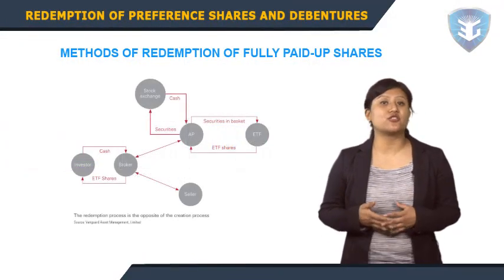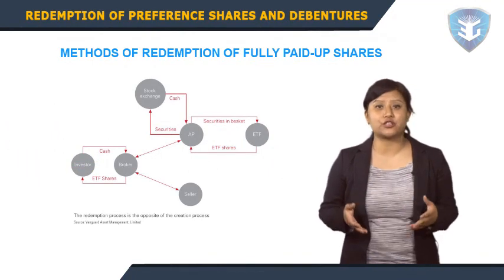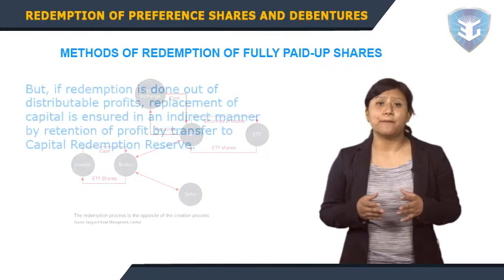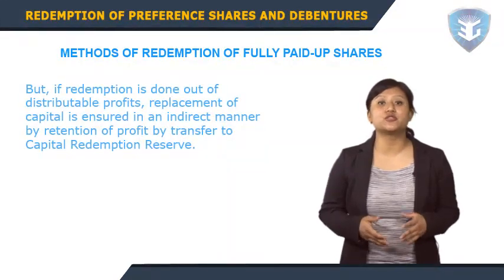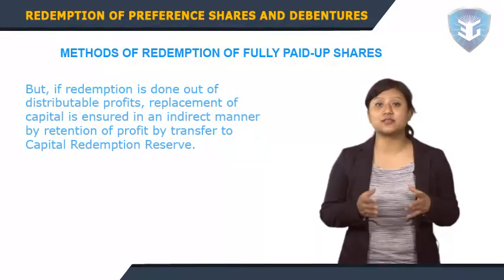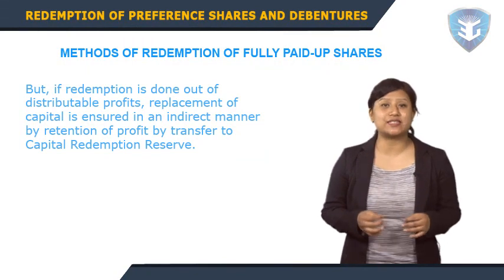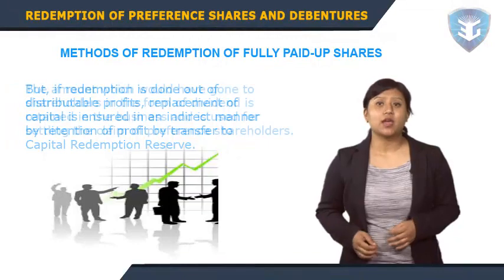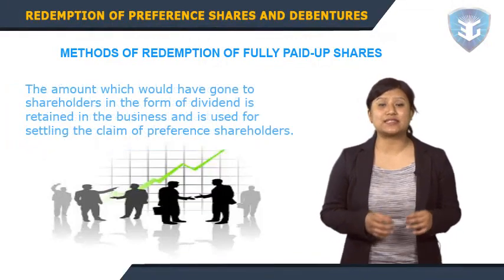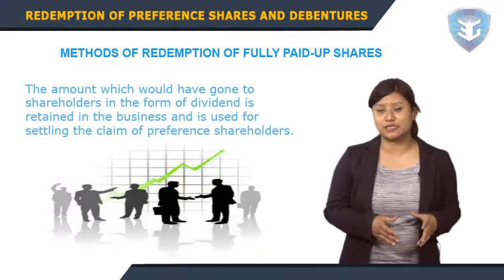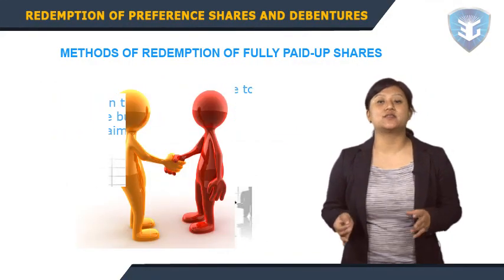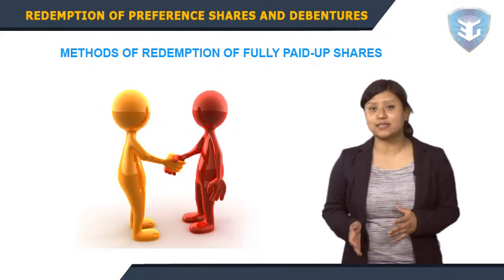In case of redemption of preference shares out of proceeds of a fresh issue of shares, replacement of capital and tangible assets is obvious. But if redemption is done out of distributable profits, replacement of capital is ensured in an indirect manner by retention of profit by transfer to capital redemption reserve. The amount which would have gone to shareholders in the form of dividend is retained in the business and is used for settling the claim of preference shareholders. Thus, there is no additional claim on net assets of the company.